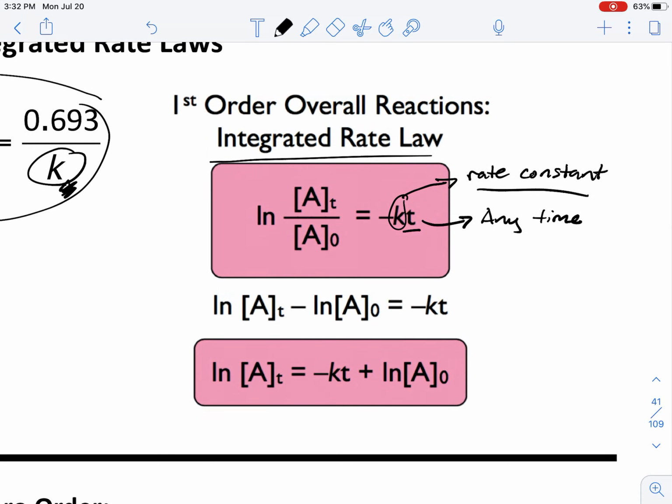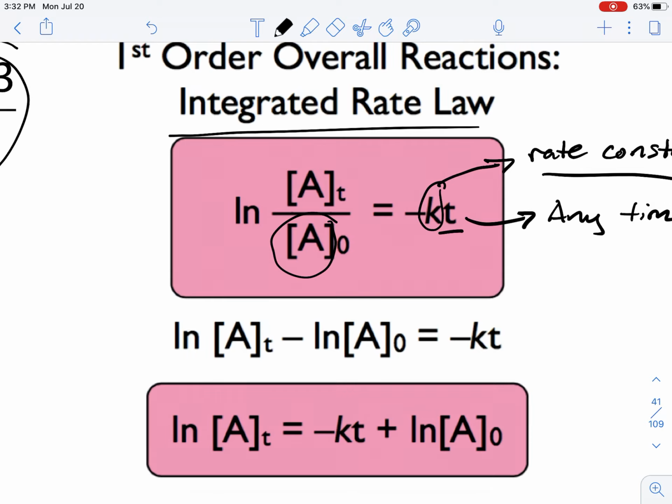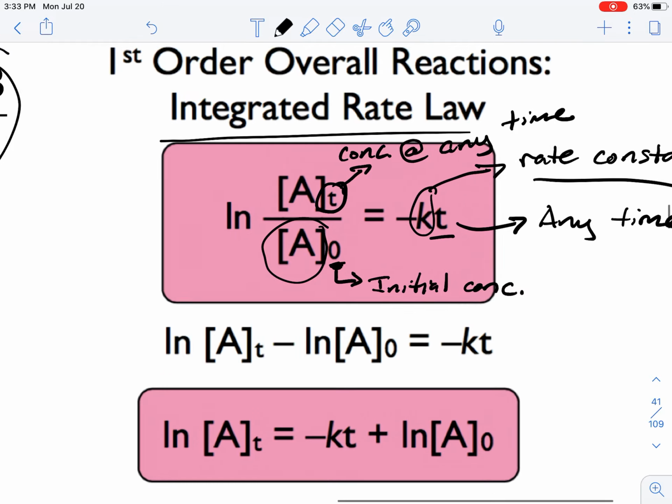Now, we know that this bracket represents concentration, so this is the concentration of reactant A. Now, if you have this 0 or this naught, that's representing initial concentration. And if you have this t, that's representing the concentration at any time. So, concentration at any time.